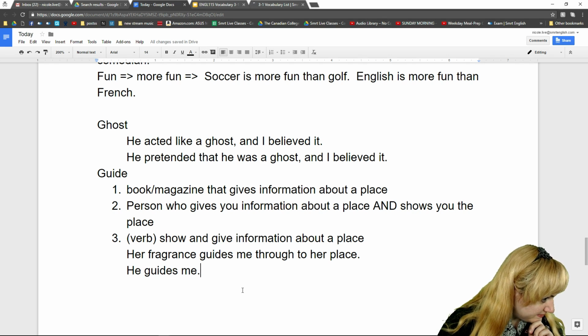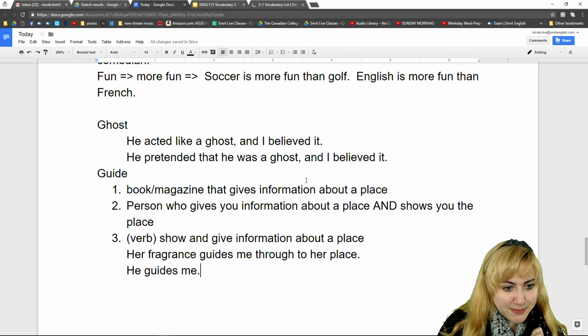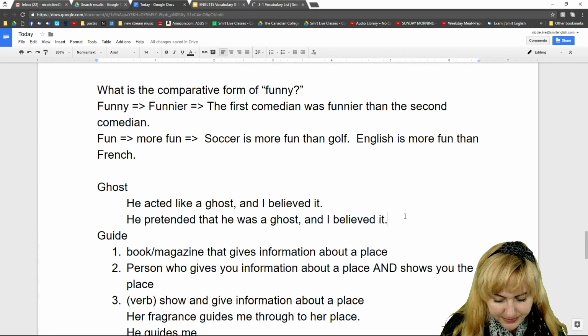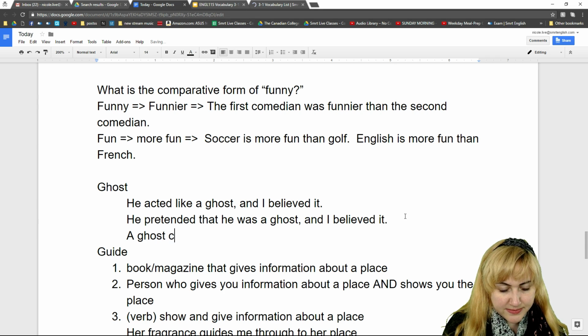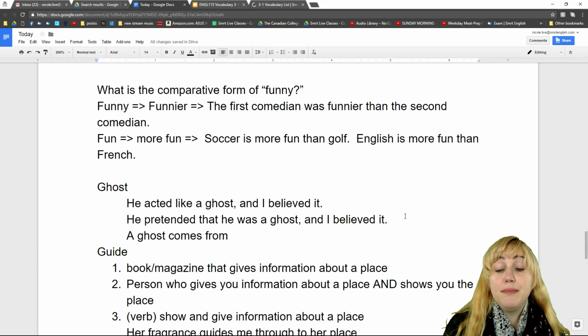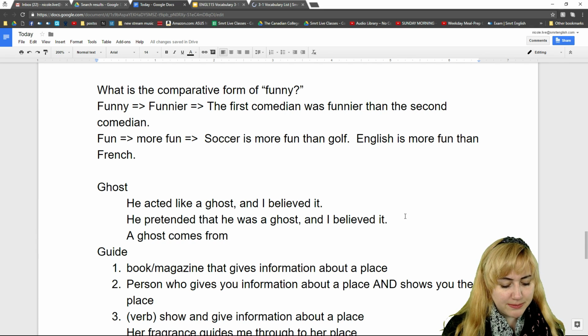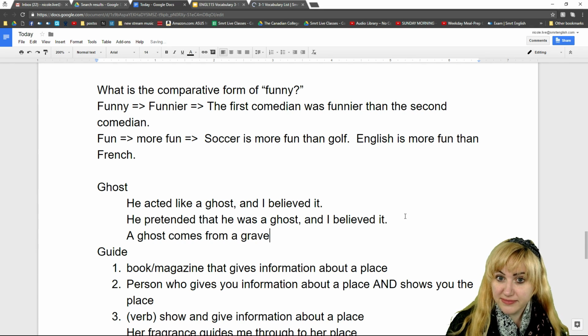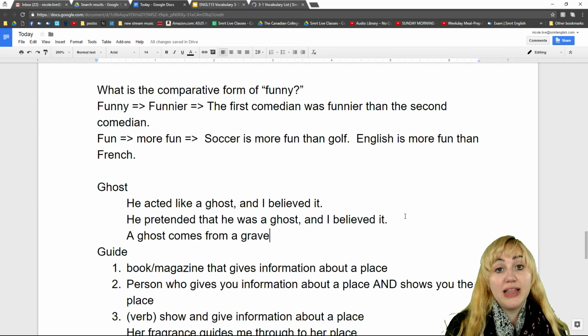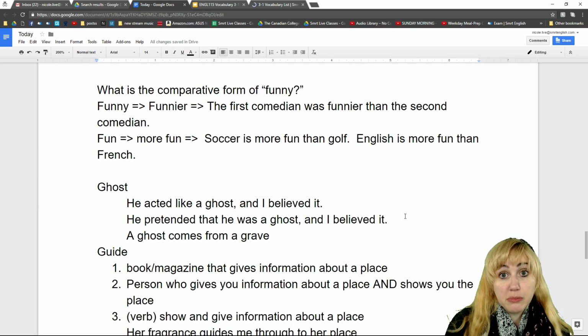Let's see. A ghost comes from grabs. I don't know what grabs is, but let me see. A ghost comes from, and then I'm not sure what this word is here, but maybe we could put a place here. Maybe grave, maybe that's what we mean. A ghost comes from a grave, maybe? Because a grave is a place where someone puts a body after they die.